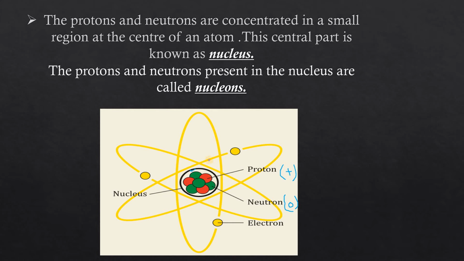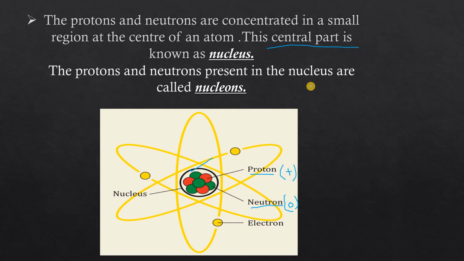This is the center of the atom, and here a region is present inside which the protons and neutrons are present. Here the red one is the proton and the green one is the neutron. This central part, this circle, is called the nucleus. So there is a nucleus at the center of an atom where the protons and neutrons are present, and the protons and neutrons present in the nucleus are together known as nucleons.